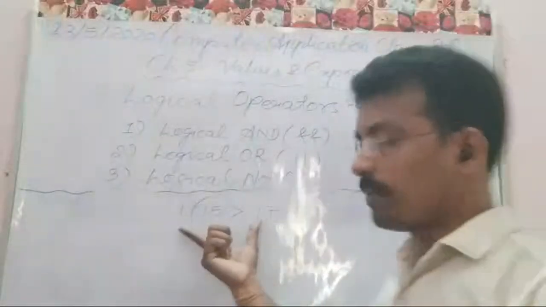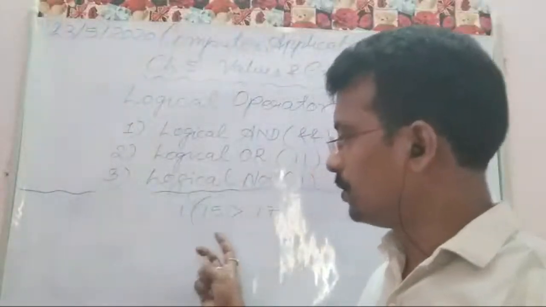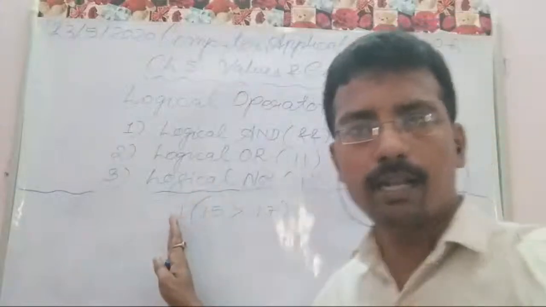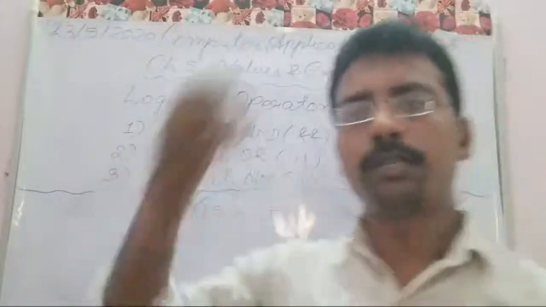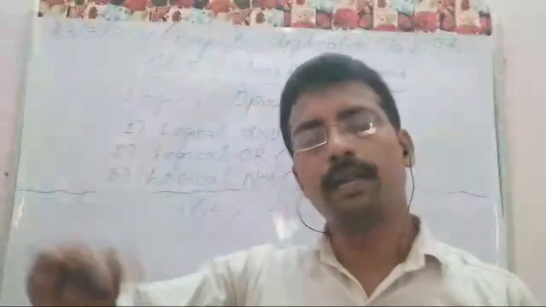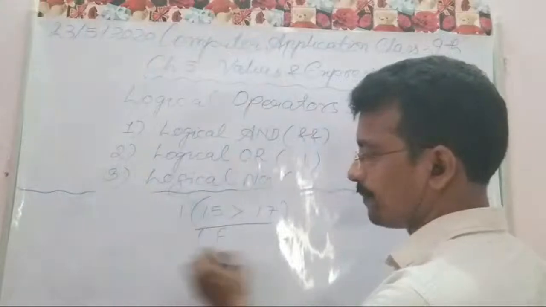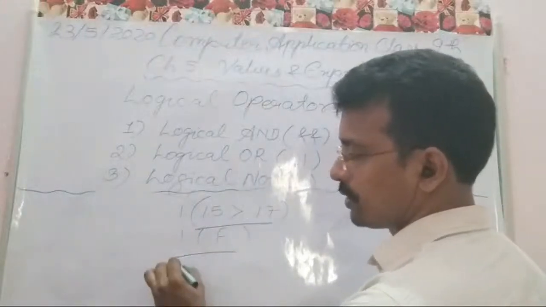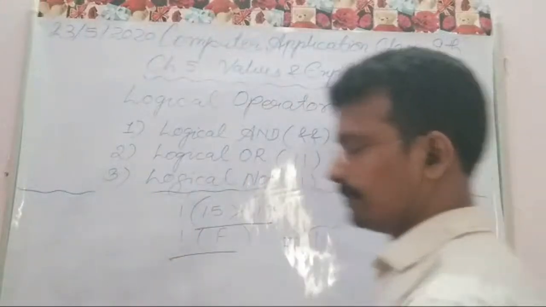This is how the NOT operator is used. It is always used in front of any condition, and it reverses the result. Whatever the expected result will be, it will reverse it. So the expected result from here will be false, and this says NOT, so return the result that is true.